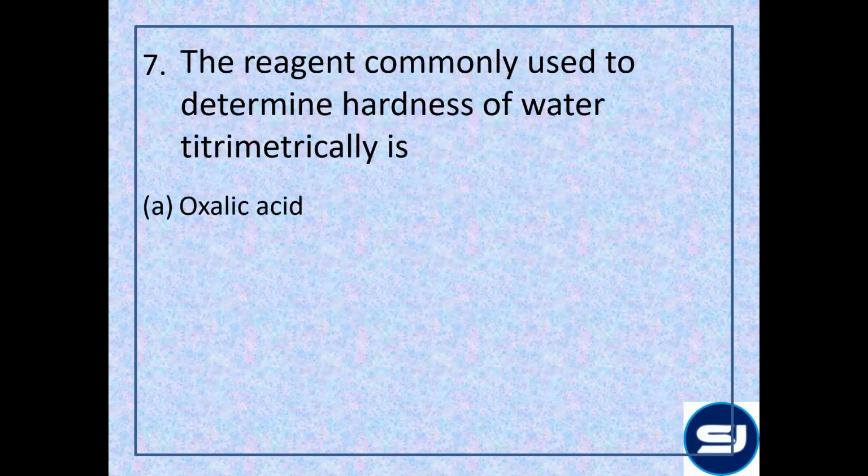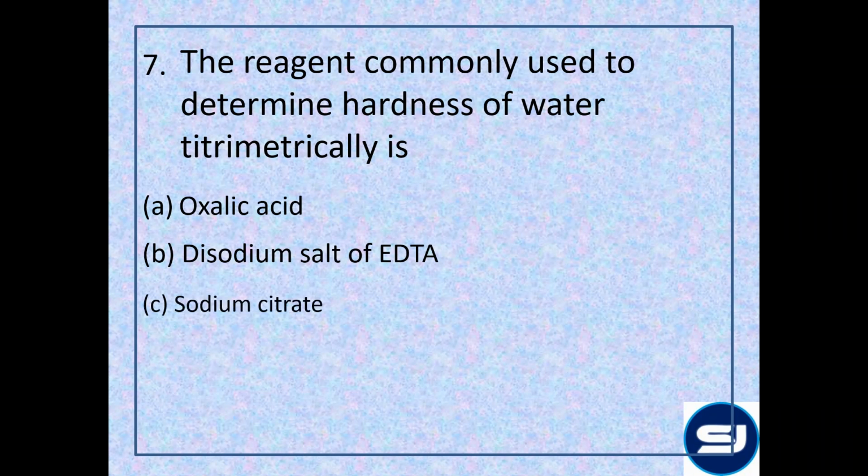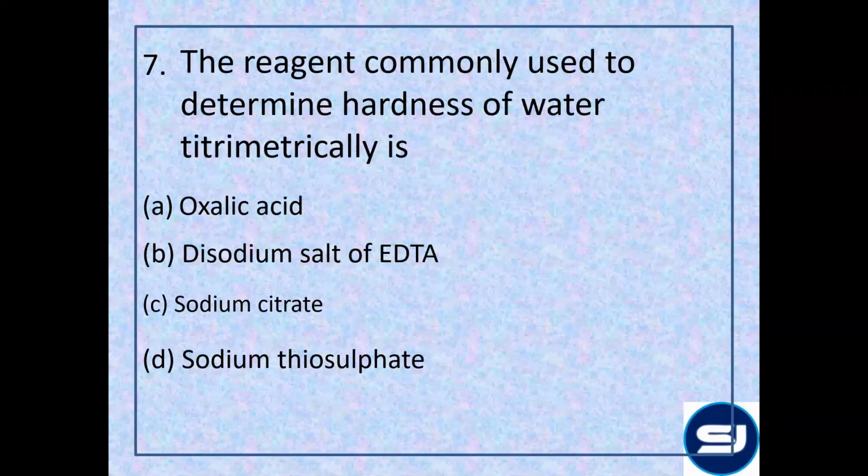The reagent commonly used to determine hardness of water titrimetrically is oxalic acid, disodium salt of EDTA, sodium citrate, or sodium thiosulfate. Now coordination compounds is done and we have understood the use related with this. Reagent used to determine the hardness, estimating the hardness of water. EDTA. EDTA is the answer.